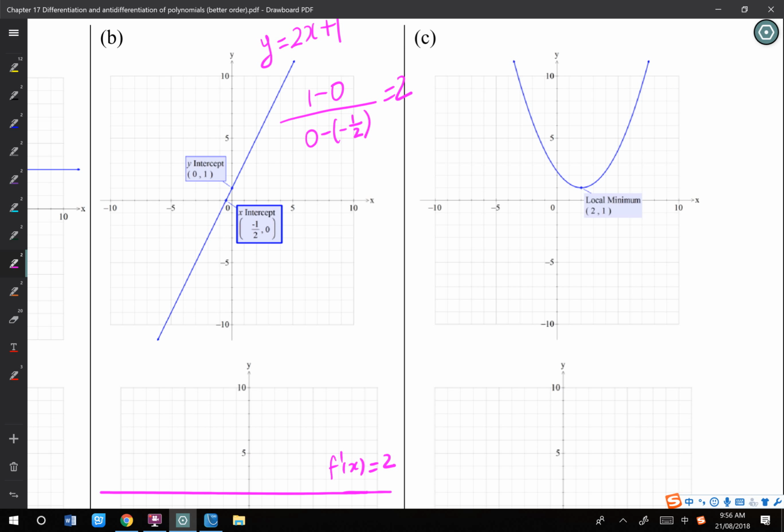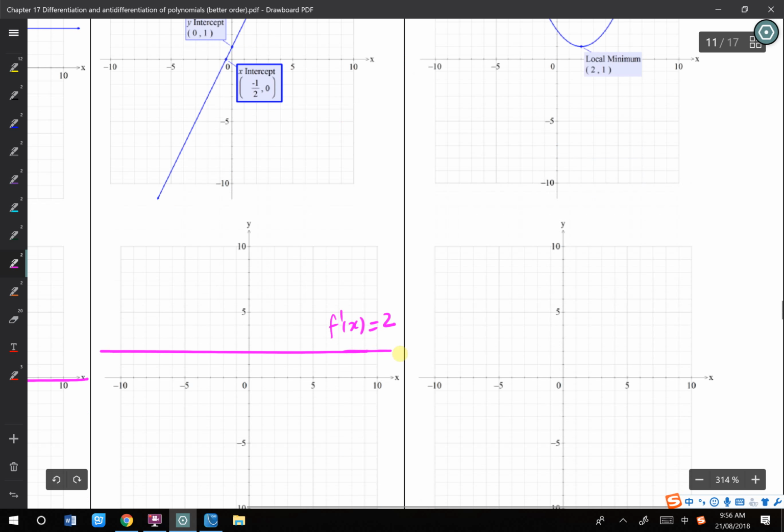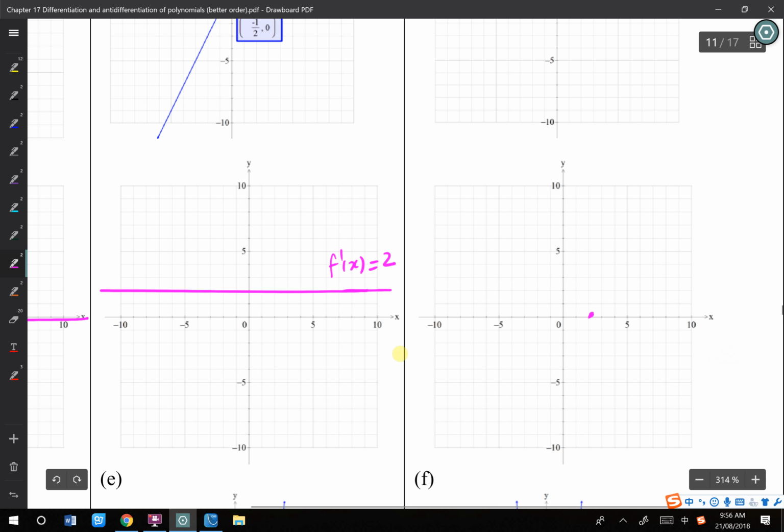Okay, what's the next graph? Quadratic, right? What will the derivative function be? Linear. So I have a local minimum at 2, 1, so I will have an x-intercept at 2. Okay, I will have an x-intercept at 2.